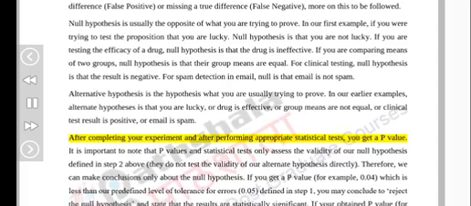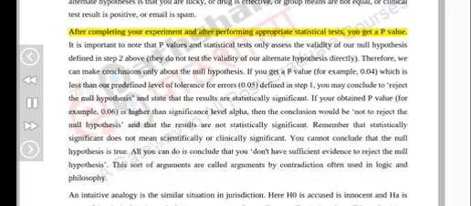After completing your experiment and after performing appropriate statistical tests, you get a p-value. It is important to note that p-values and statistical tests only assess the validity of our null hypothesis defined in step 2 above. They do not test the validity of our alternate hypothesis directly. Therefore, we can make conclusions only about the null hypothesis.